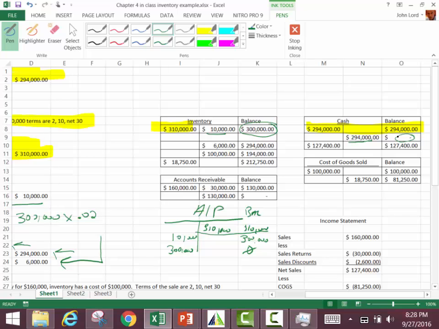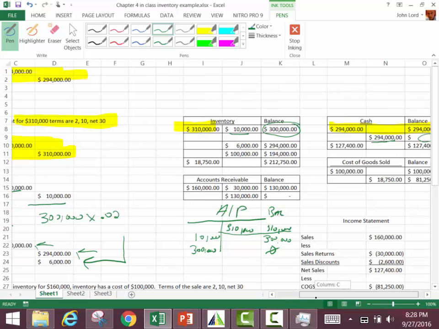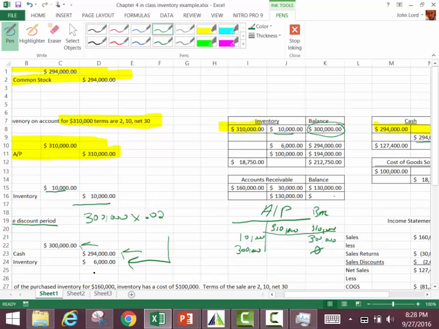Okay, good. Now I come over and I credit the inventory for $6,000 because what? I'm not paying the full $300,000 for that inventory. I only paid $294,000 for it, didn't I? Since I only paid $294,000 for the inventory, then the inventory should be carried at $294,000. How much cash did I pay for it? $294,000, didn't I? So I credit the inventory. I didn't pay $300,000 for it. I paid $294,000 for it. Isn't accounting beautiful?